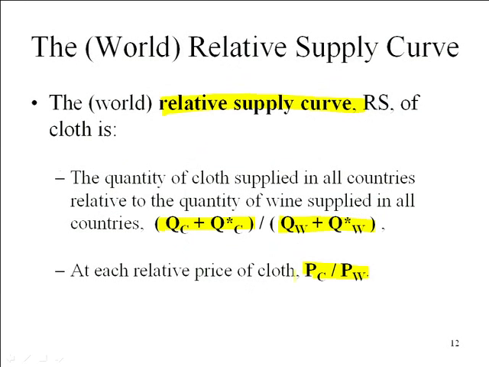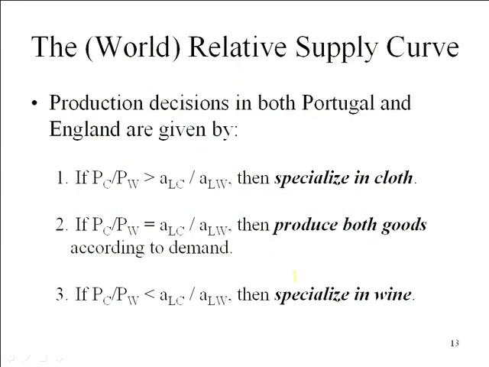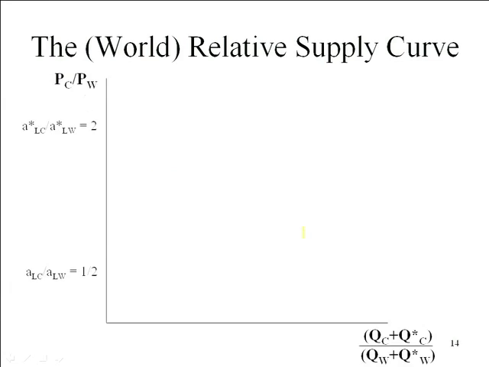Well, the production decisions are actually fairly straightforward. We went through this last time in autarky, and they're still the same production decisions. Whenever the relative price of a product is greater than its opportunity cost, you will only produce that product. If you can get more for something than what it costs you to produce it, that's what you're going to produce. If, for instance, the relative price of cloth was greater than the opportunity cost, you will only produce cloth. If it's less than the opportunity cost, you will only produce wine. And it's only when they're equal that you will produce both goods. So keep those production decisions in mind, because this is the world relative supply curve.